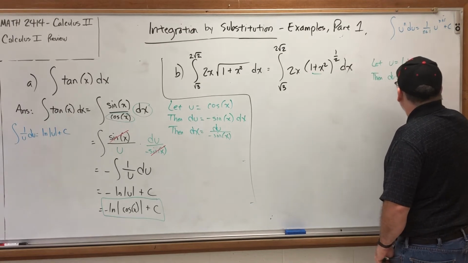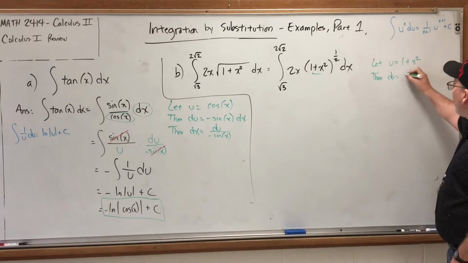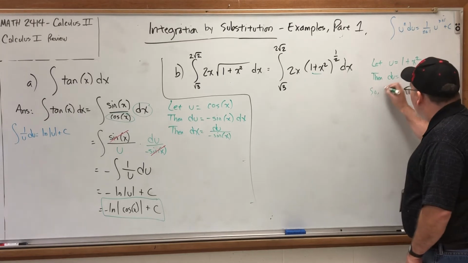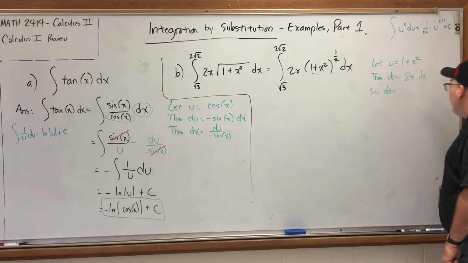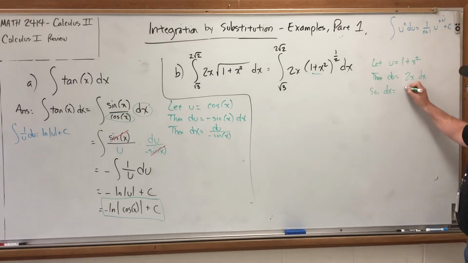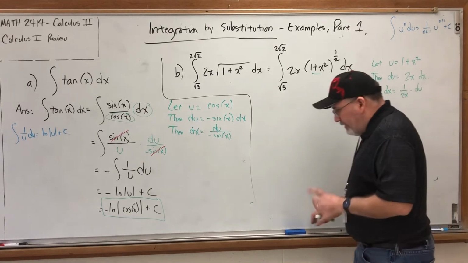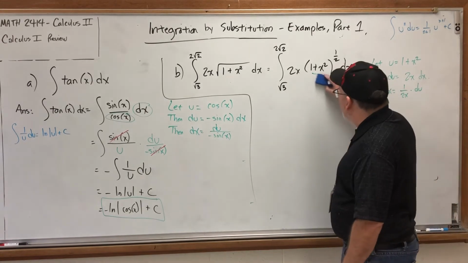Then du equals the derivative of this, which is 2x times dx. So dx, if I divide both sides by 2x, is going to be 1 over 2x times du, or du over 2x, whichever one works for you. But there's another issue here that's a little stealthy, but very important.